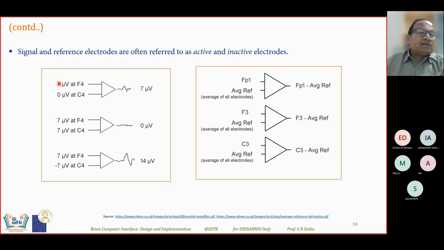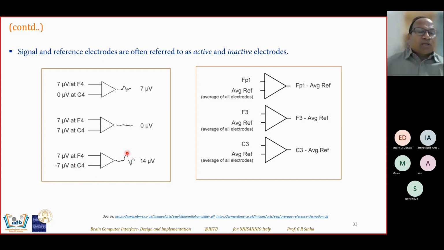7 microvolt is the fourth electrode of the frontal area. Then similarly, the central area is 0 microvolts, so the difference will be 7 microvolt. Suppose they are at the same potential, 7 and 7, you will not get anything, 0. And therefore, you look here, there is no peak or variation in the amplitude. Similarly, the third one, which is actually 7 microvolt minus 7 microvolt.